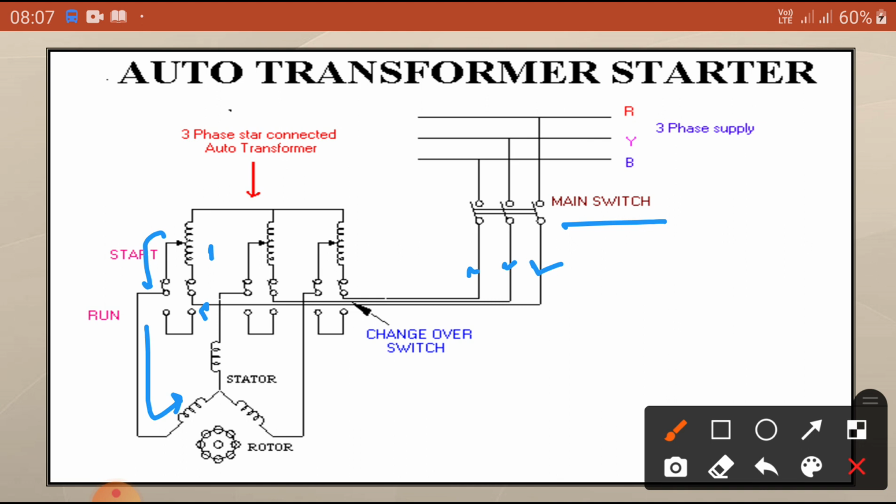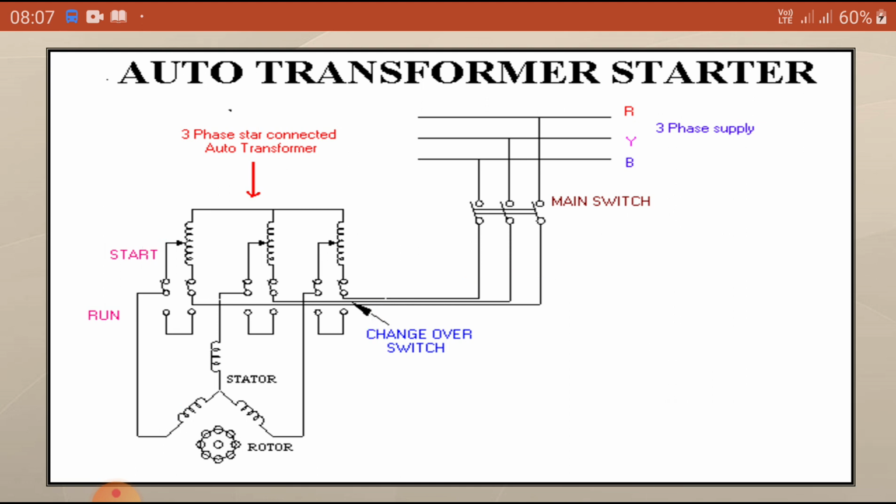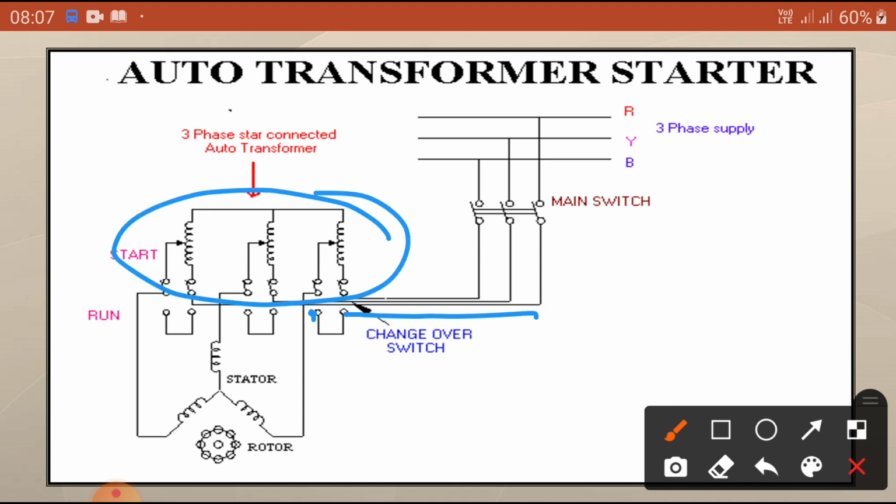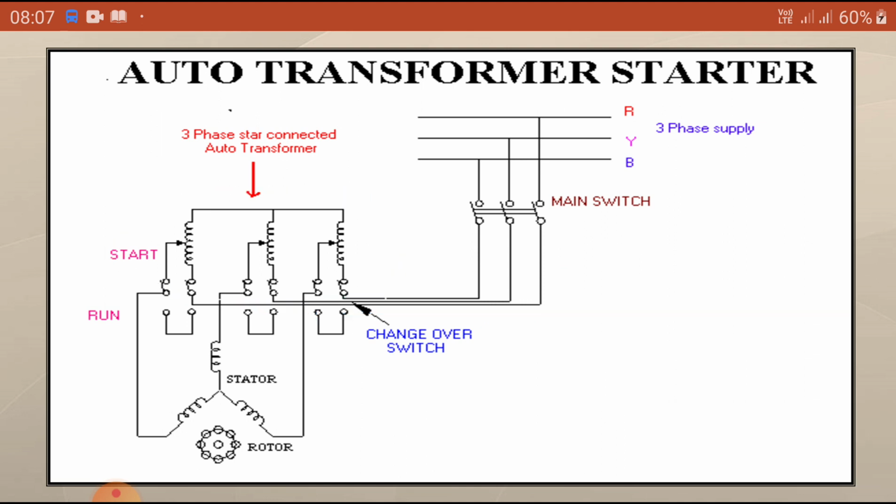After the rotor reaches nearly 80% of the rated speed, we move the start to this direction. Then what will happen? Automatically the R phase is directly connected here and the motor winding is connected here. That means we bypass all these things. So that is the main idea of the auto transformer. You can see this is also a very useful starter.